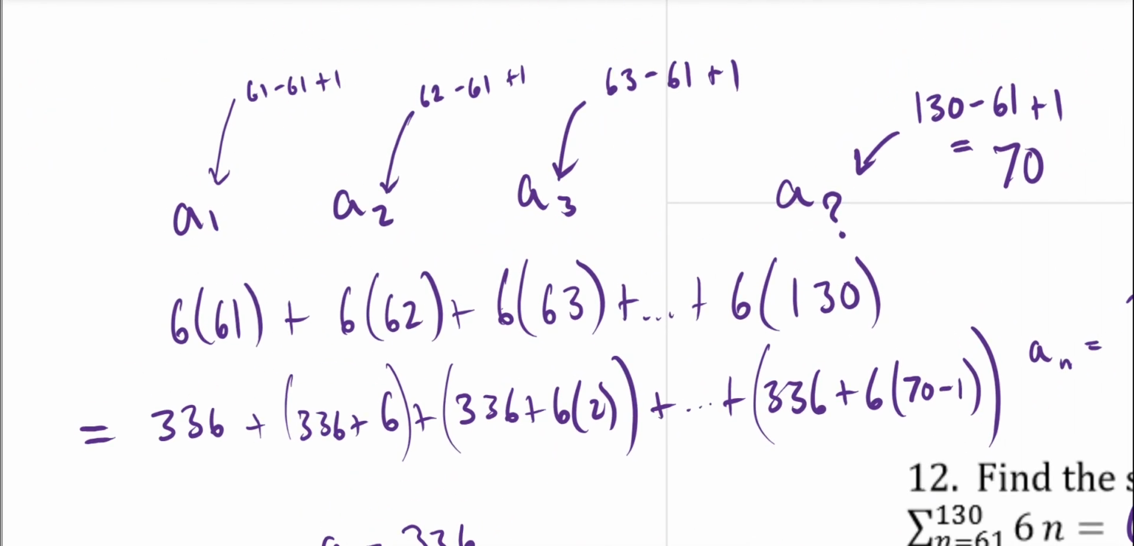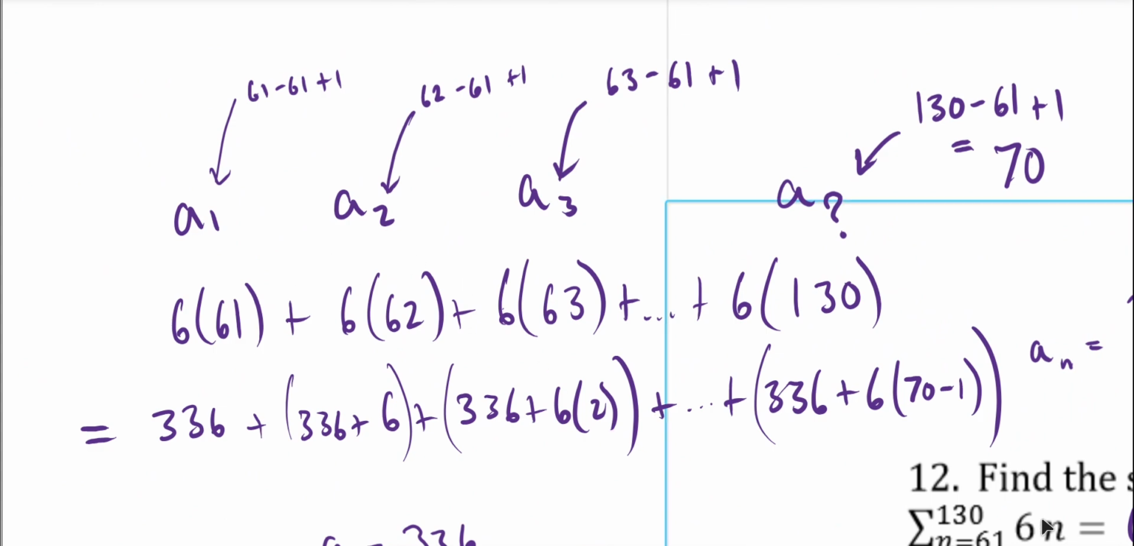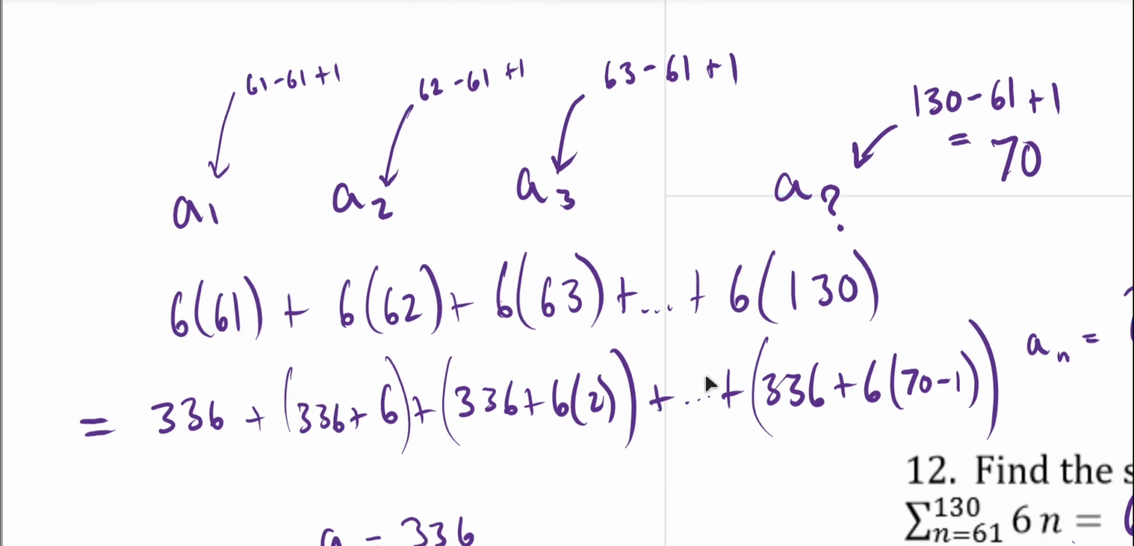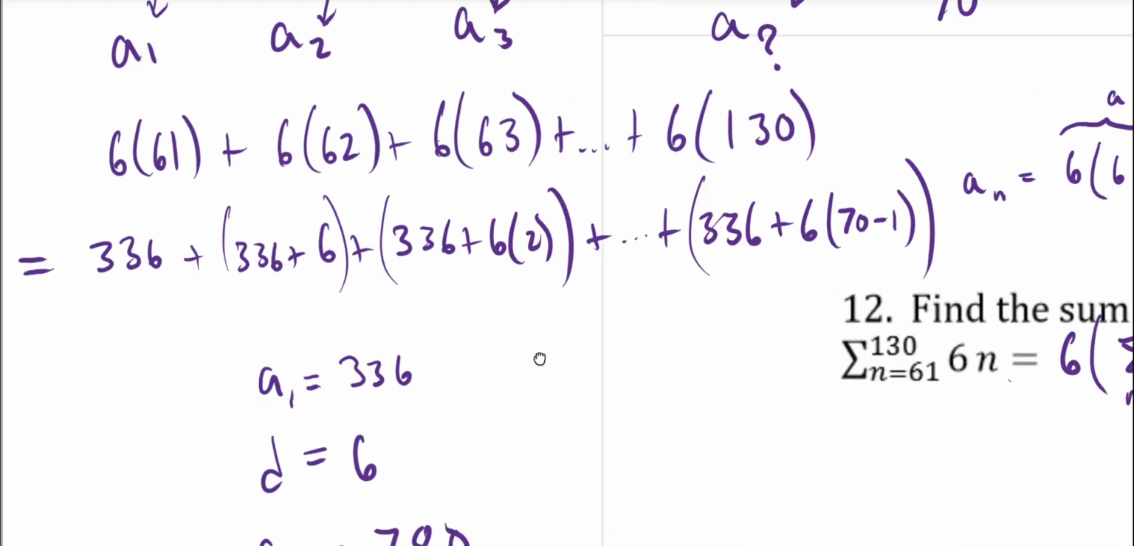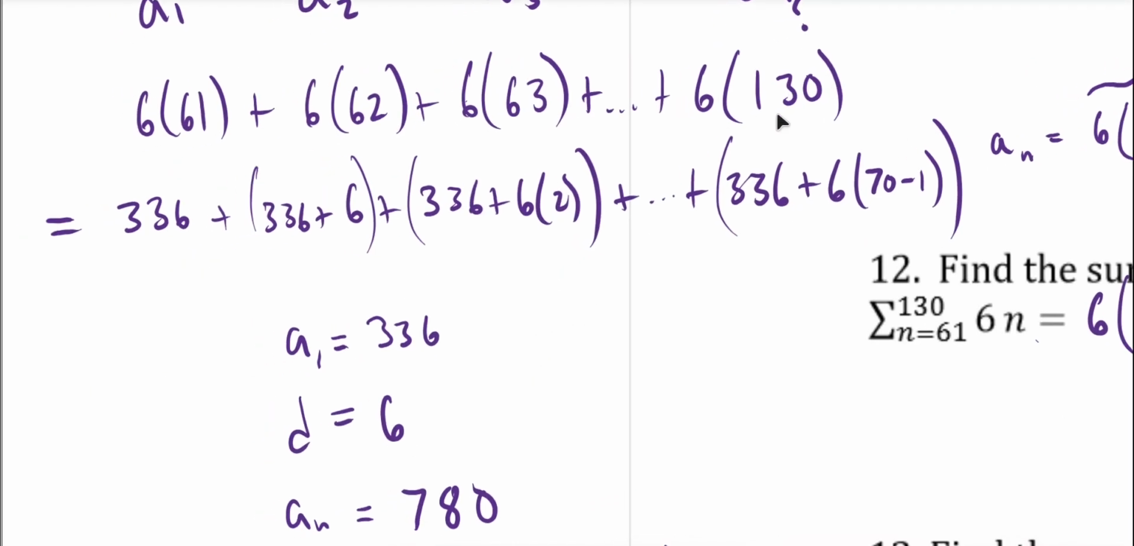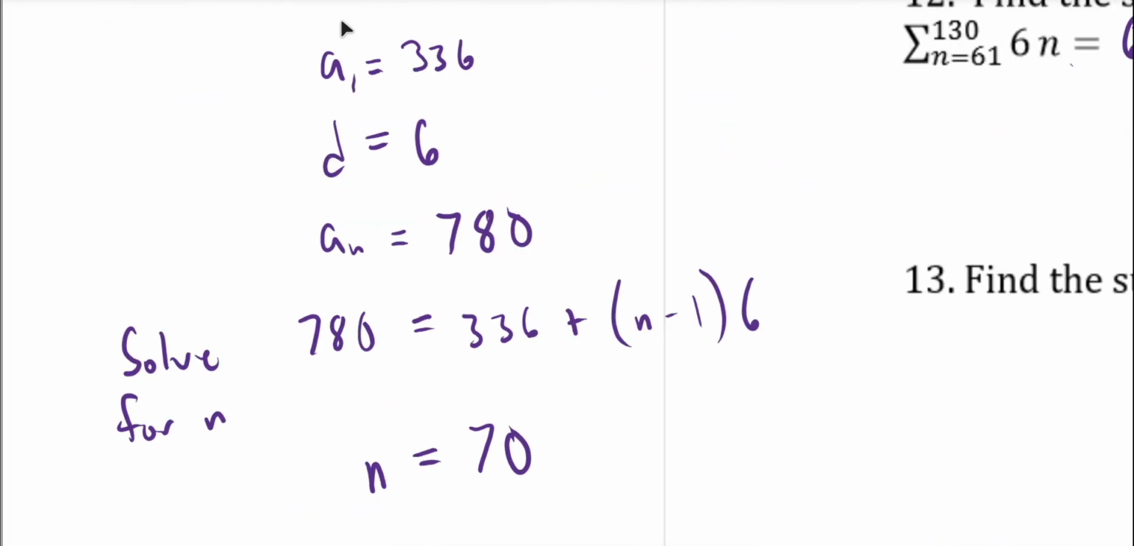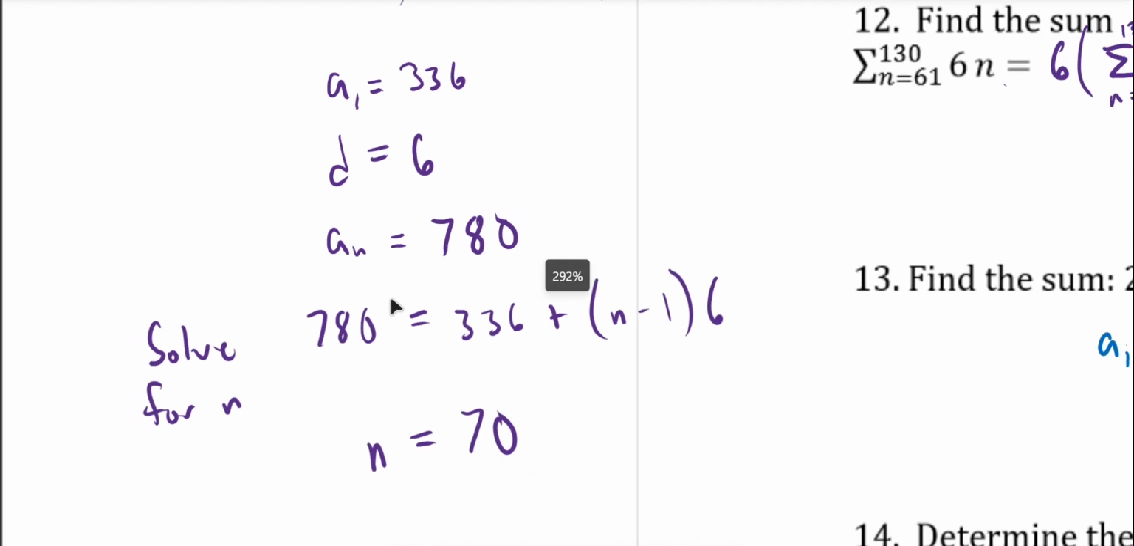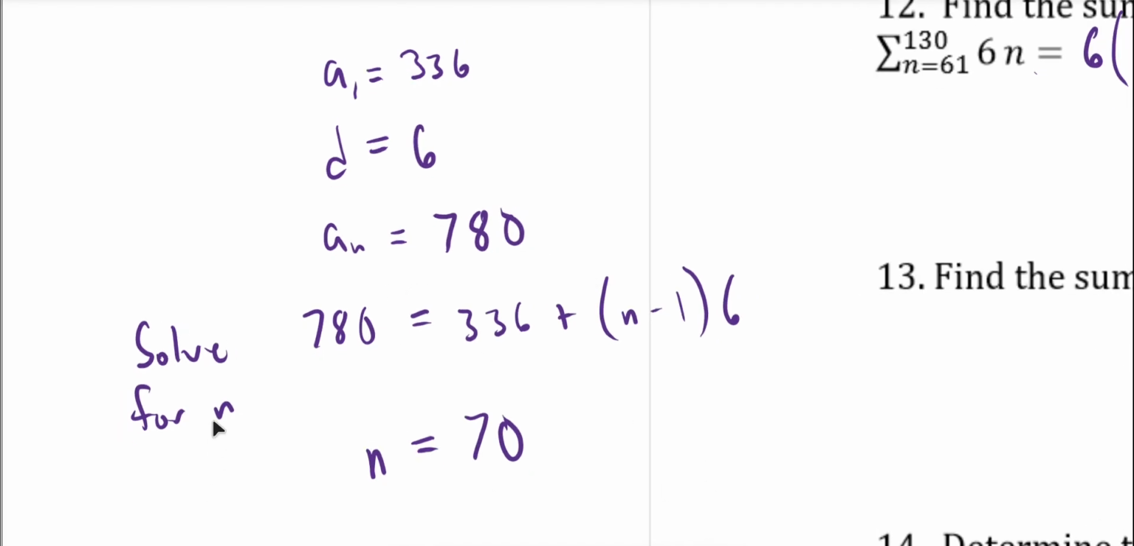But on the other hand, there's another way to look at this problem, which is to see that if we have a constant times n here, we're really talking about an arithmetic sequence. We have a first term of 6 times 61, and each time we go up by 1, we're going up by 6 units. We even know our last term here of 6 times 130, that's 780. So we actually have a1, d, and a sub n. The only thing we're missing for this is n itself.